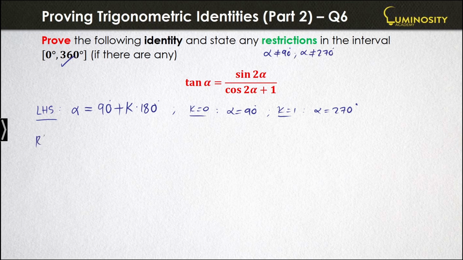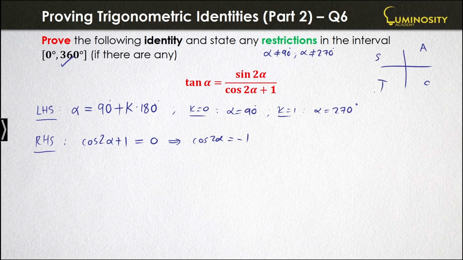The same thing can be said for the right-hand side. You have a denominator of cos 2 alpha plus 1. If that's equal to 0, then that fraction becomes division by 0, which is undefined. So this becomes cos 2 alpha equals -1. Okay, so we're solving a trigonometric equation. Let's get the cast diagram ready.